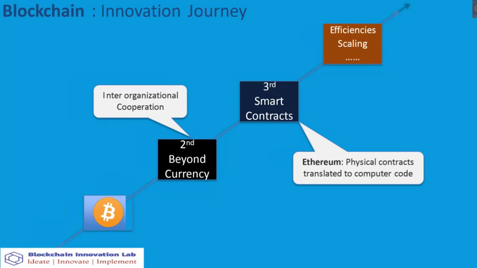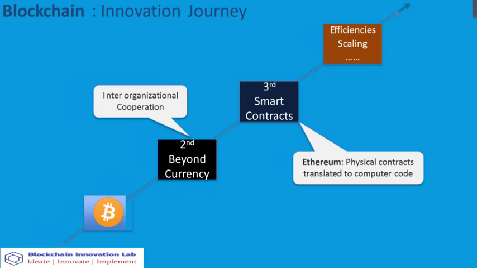You will see this mostly in the financial sector, land records, and supply chain management. You can use these blockchain platforms to create your own distributed applications on top of them, write the smart contracts, and then start using them.